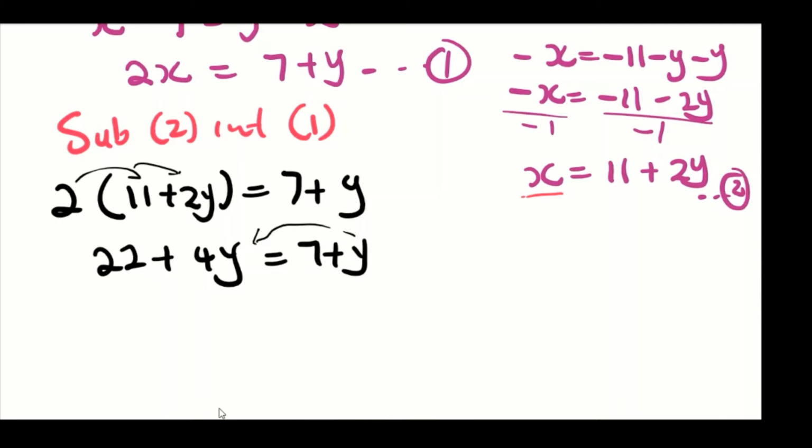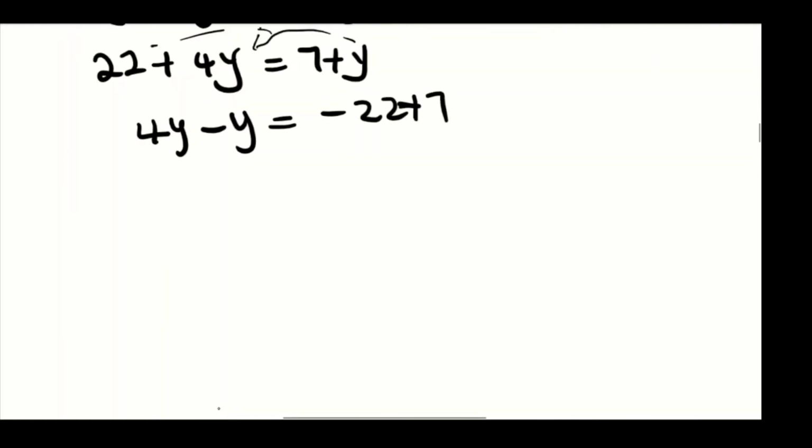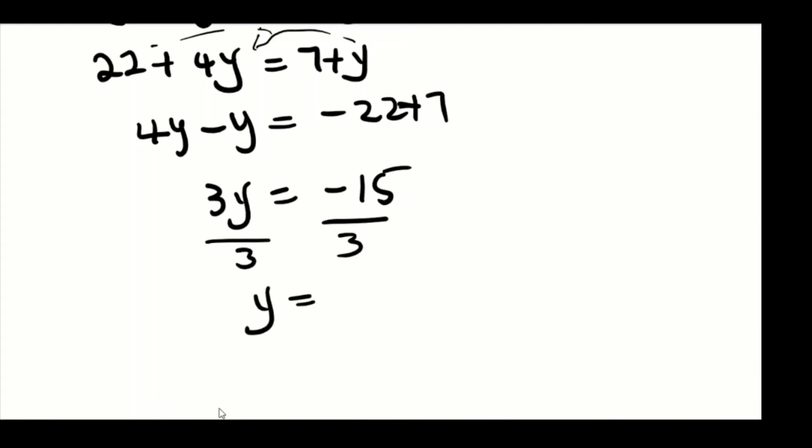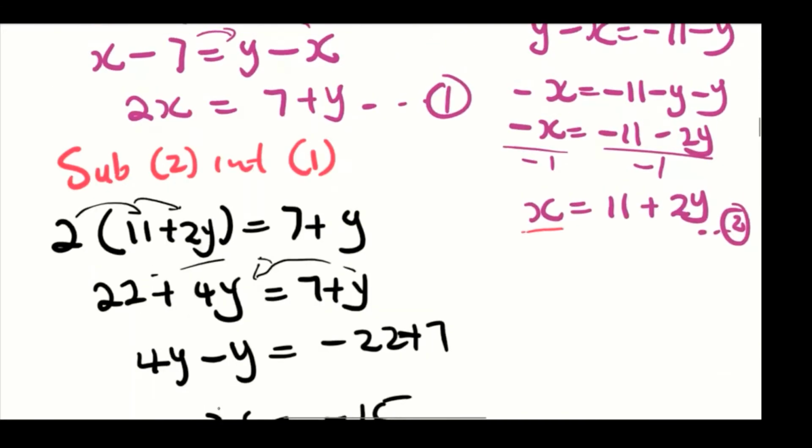Transpose the y to the other side and the 22 to the other side. I have 4y minus y is equal to minus 22 plus 7. And so it's going to be 3y is equal to minus 15. Divide by 3 both sides. I have y being equal to minus 5. So this is the solution of y, which is minus 5.